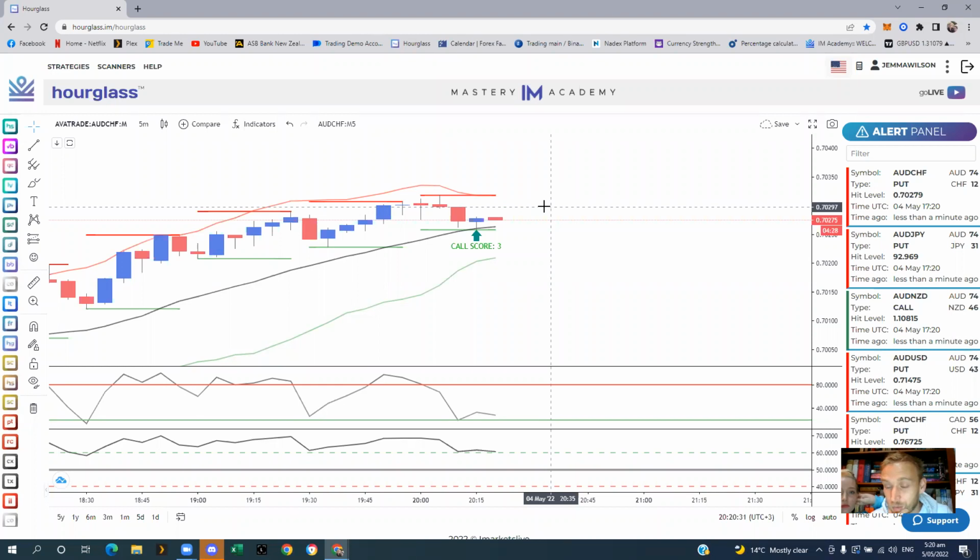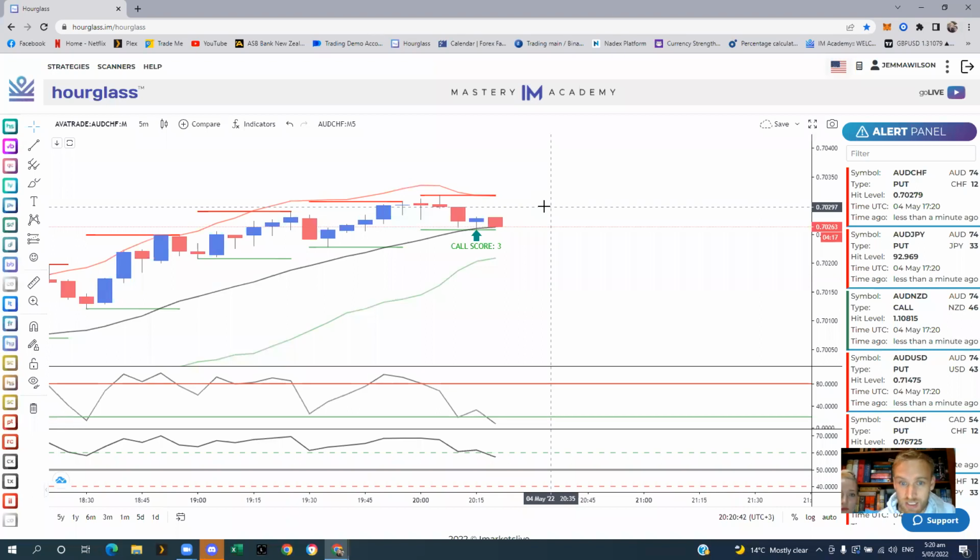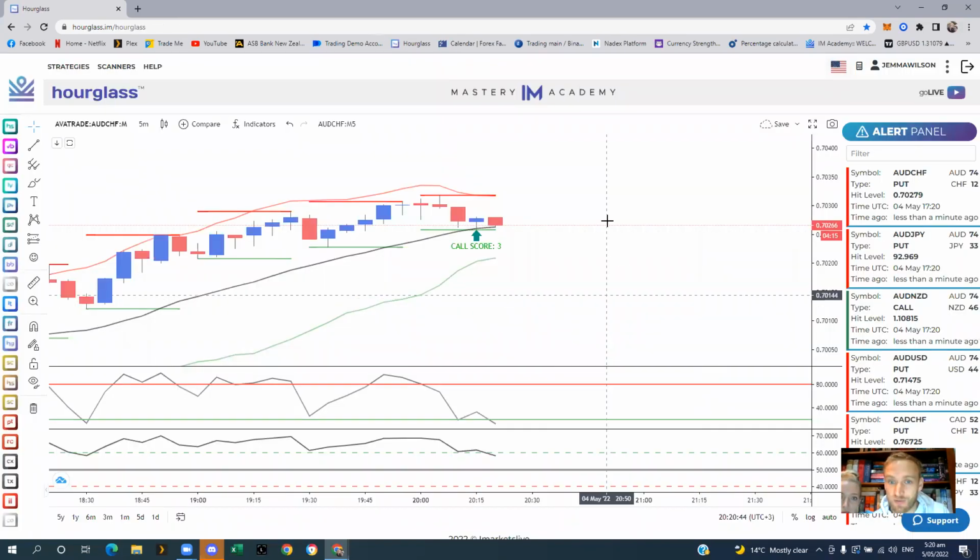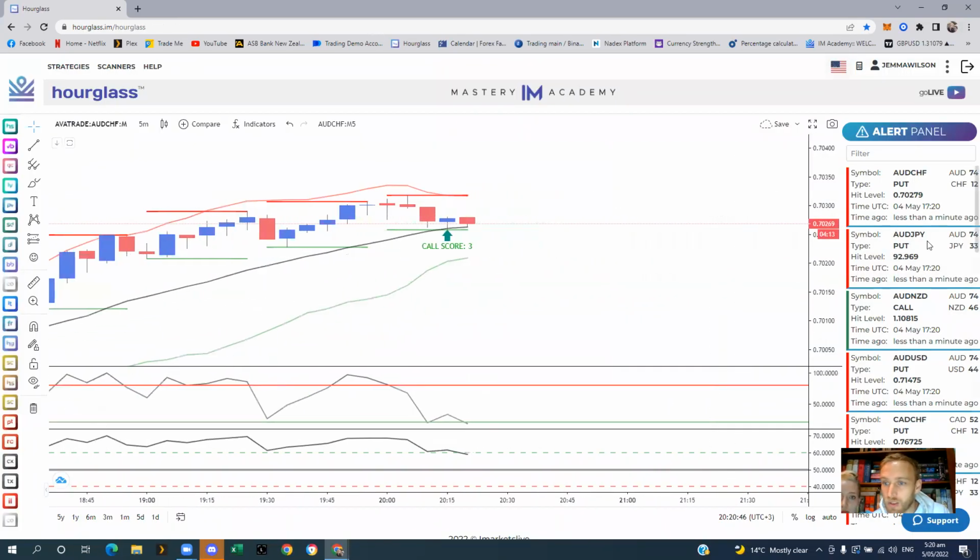I'd be really interested if you guys like the strategy today. If you're going to trial it out, I'd love to hear how you go, because I've been smashing it just following this. So we've now moved into a new candle.